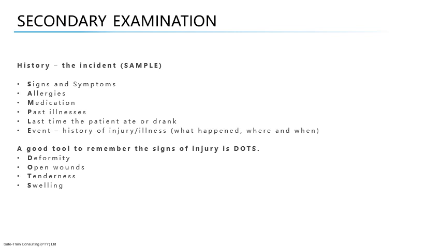A good tool to remember the signs of injury is DOTS, when you look and feel during your secondary examination. D stands for deformity. Do you see any deformities on the body? If you are unsure, compare the two sides of the body with each other. O is for open wounds. Look for any open wounds or bleeding. T is for tenderness. The patient will tell you if the location is tender to touch. S is for swelling. Look for any swelling or bruising on the body.